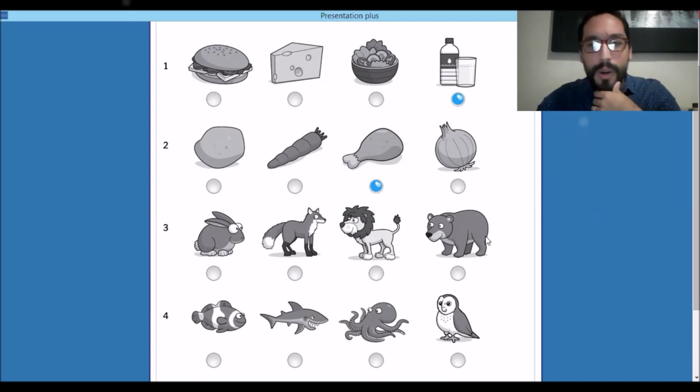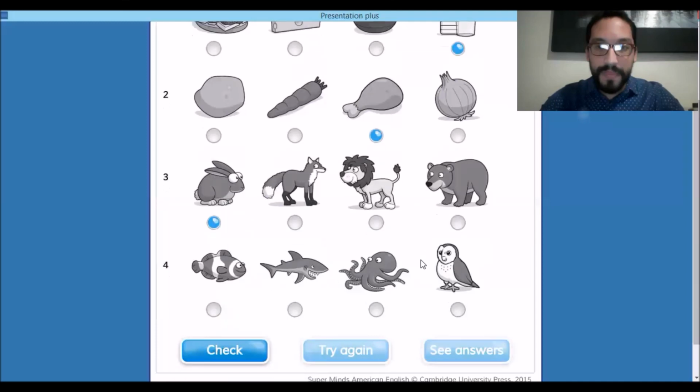All of them are predators. These are very strong predators. I think the inoffensive animal is the rabbit. And here, something's a little bit strange here. There is a fish, a shark, an octopus, and an owl. All of these are sea animals, marine animals, and this is a bird. Of course, this is not correct, okay?